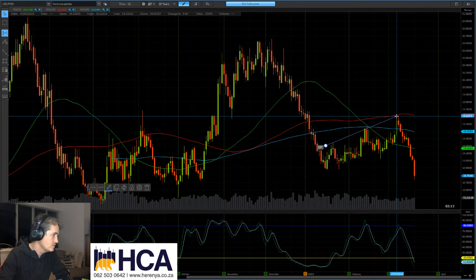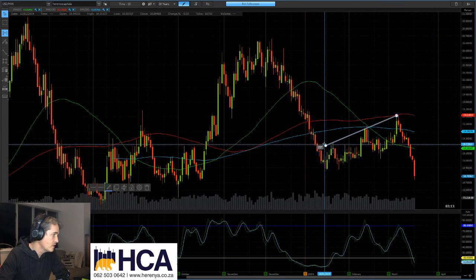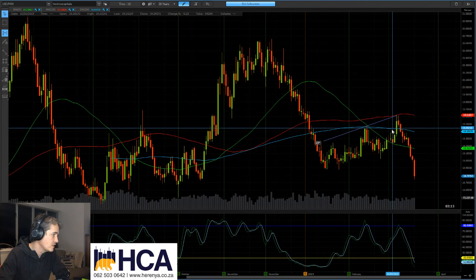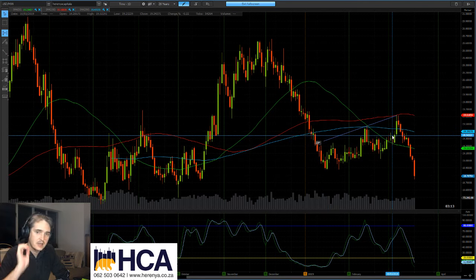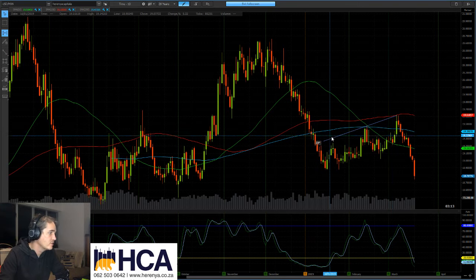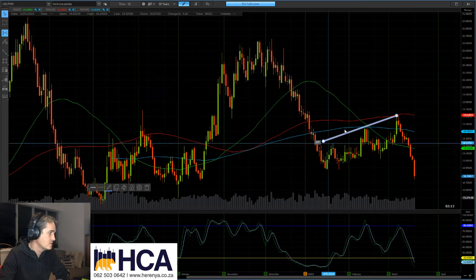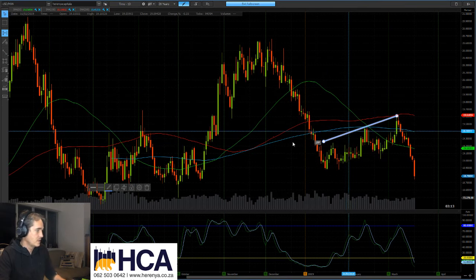Alright, so pro tip, you have to be consistent with your approach to how you connect tops. If you're going to use real bodies on candles, use real bodies on candles. If you're going to use wicks and tails, use wicks and tails. Don't use real bodies on the one side and wicks and tails on the other side. That is not allowed. Bang.